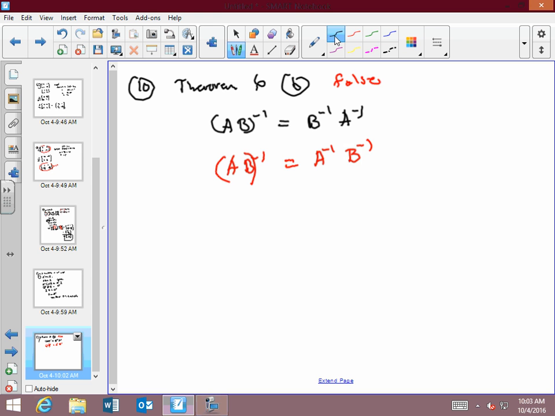And then B says if A is invertible, then the inverse, A inverse, is A itself. And so that one is true, because the inverse of A inverse is A. And that's theorem 6, part A.